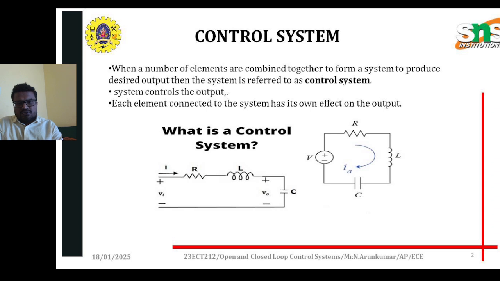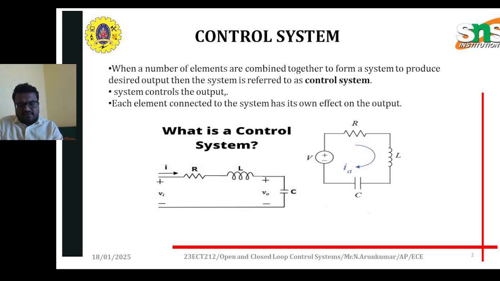The system is controlled based on output and input signals. Each element connected to the system has its own effect on its output. If you are adding more elements to a particular controller, then it may be either a closed loop or an open loop system. So here they are given about closed loop and open loop systems.